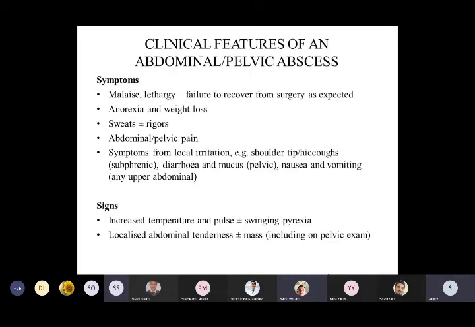The clinical features of abdominal and pelvic abscess, its symptoms are malaise, lethargy, failure to recover from surgery as expected, anorexia and weight loss, sweats with or without rigors, abdominal and pelvic pain. Symptoms from local irritation, such as shoulder tip pain and hiccups in subphrenic abscess, and in pelvic abscess it is diarrhea and mucus, and in upper abdominal abscess it is nausea and vomiting. Signs are increased temperature and pulse, that is pyrexia, swinging pyrexia, and tachycardia, localized abdominal tenderness with or without mass.